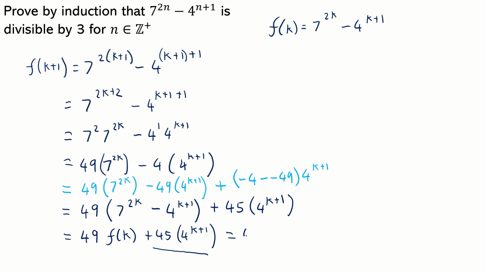So therefore we have 49 lots of f of k plus 3 lots of 15 lots of 4 to the power of k plus 1, because 3 times 15 is 45. And so therefore we've now rewritten f of k plus 1 in a way that makes it super clear that it must have an overall factor of 3 for the entire expression. And that's good news because it means the expression must be divisible by 3.